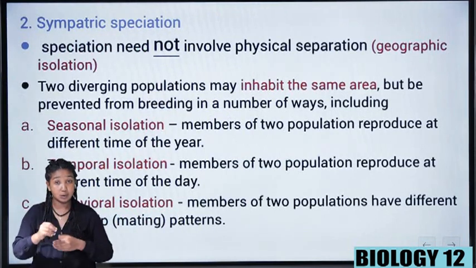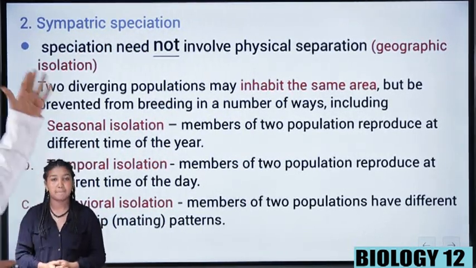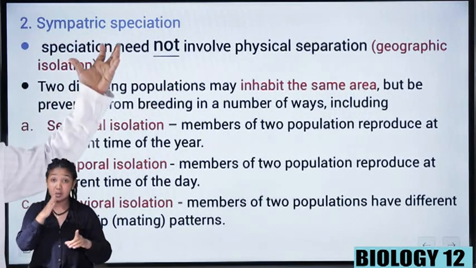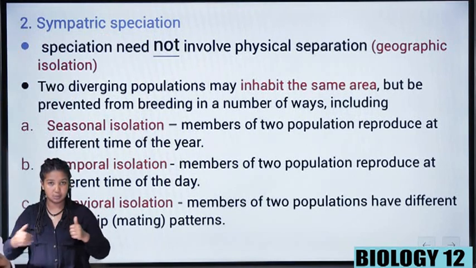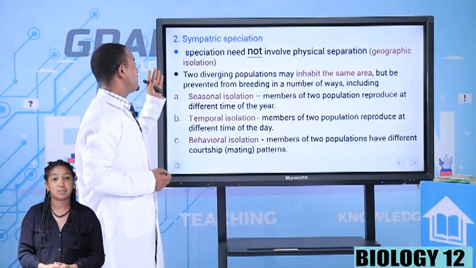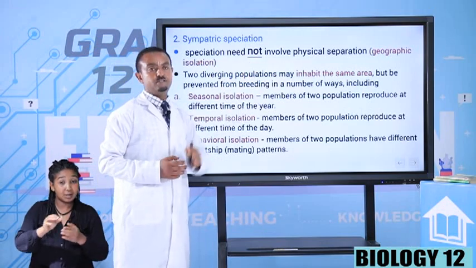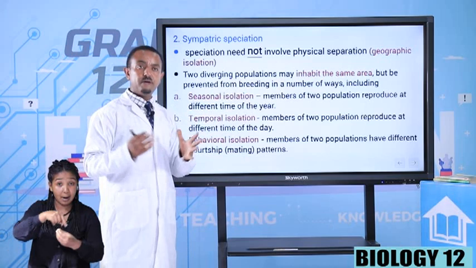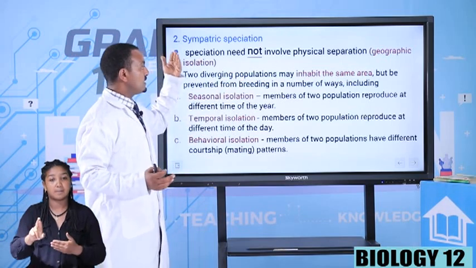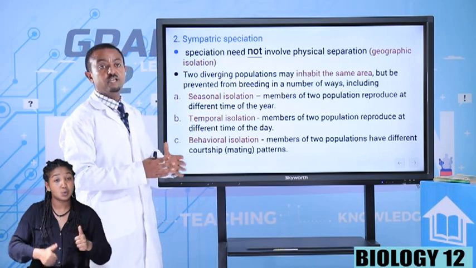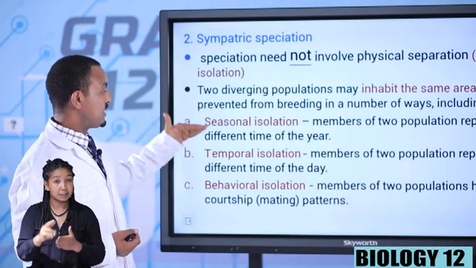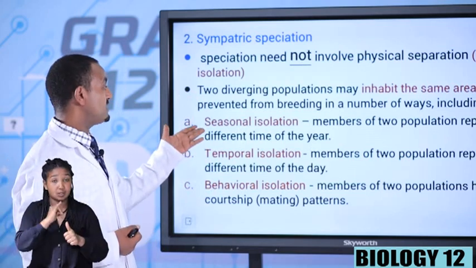The next type of speciation is called sympatric speciation. Sympatric speciation doesn't need physical separation, or it does not involve geographical isolation. Two diverging populations may inhabit the same area, but they are prevented from breeding in a number of ways. Organisms live in the same area, but there are a number of ways which isolate those organisms living in the same area. Here are some ways of isolation. The first one is seasonal isolation.